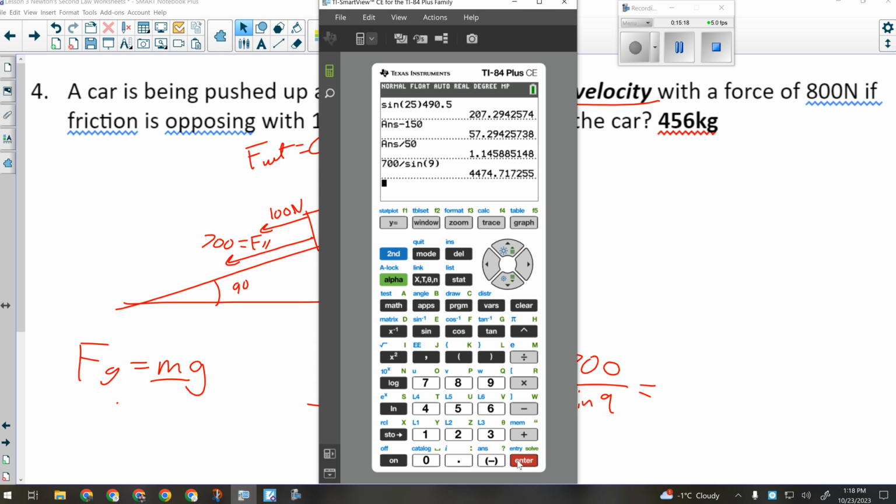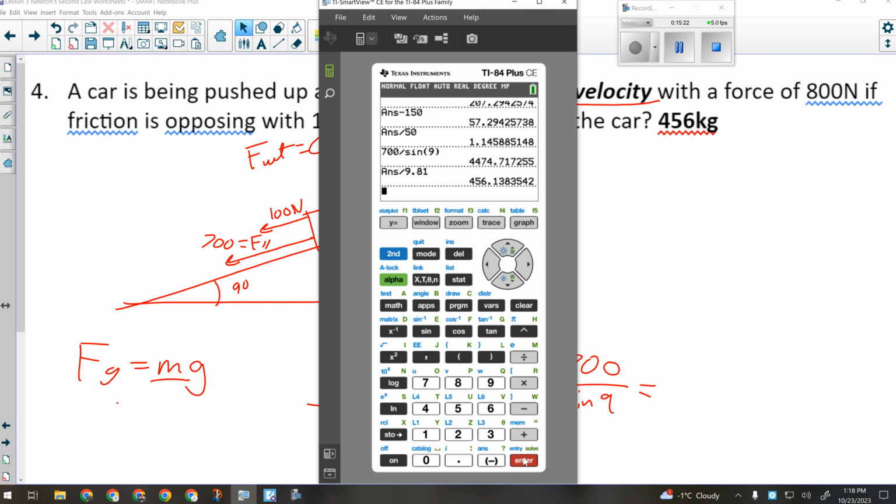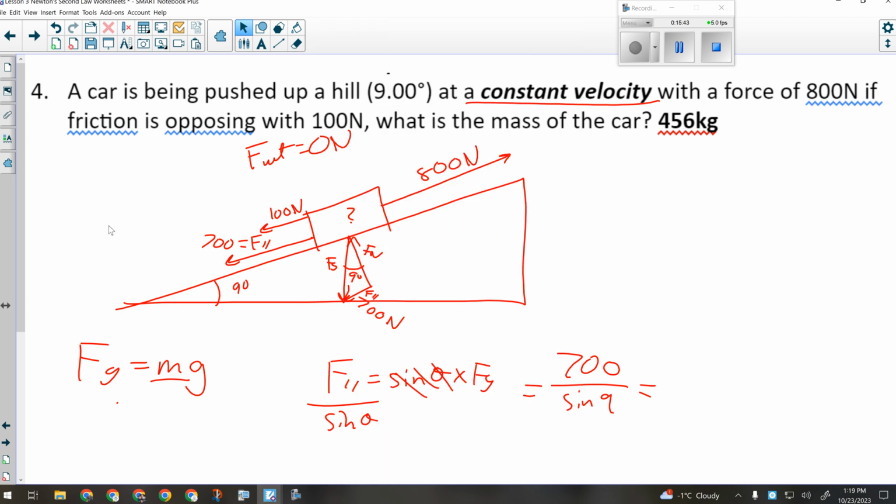So what do I divide by to get mass? 9.81. 456 kilograms. Okay. Did we still do sum of all forces? It was 0. Did we still do m times a? We did, it was 0. Right? Say constant velocity. As soon as we see constant velocity, we've done m times a.